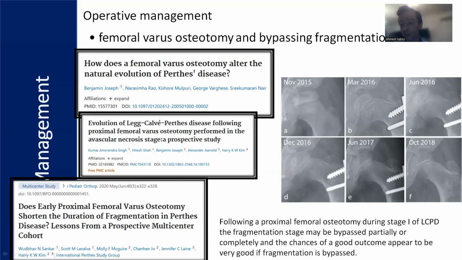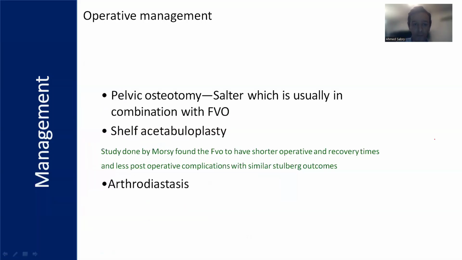So these are some cases. As we see here, this was Perthes 1. They did a femoral osteotomy and the patient didn't pass through fragmentation. Also, I think that this would include several studies later on, and it could affect the management.